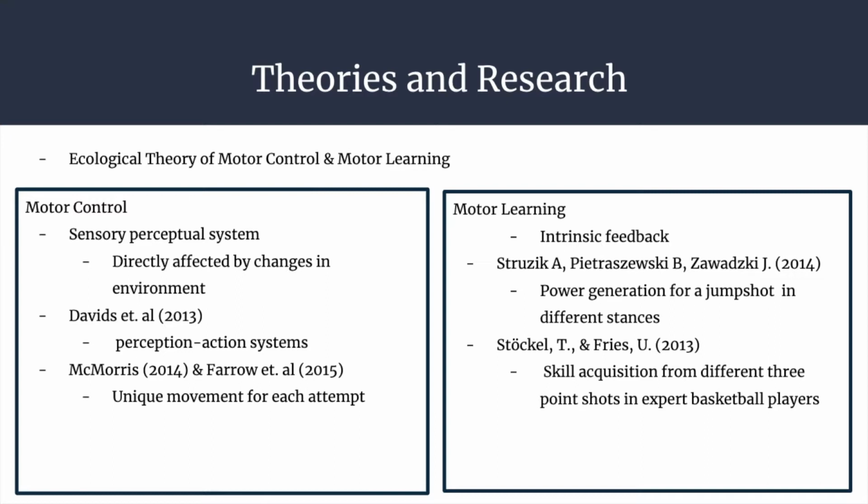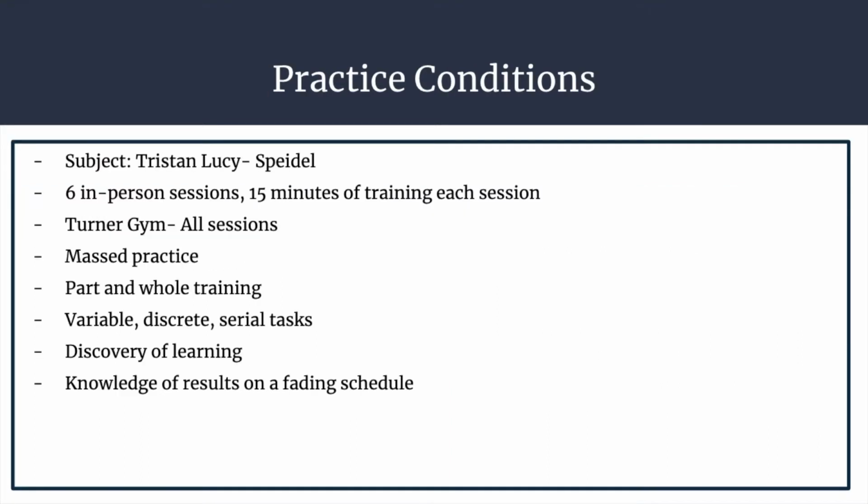To teach this, I use the ecological theory of motor control and motor learning. For motor control, I focused on the subject's perception of their environment. Through this, their perception would lead to certain actions to shoot the ball. Each of these jump shots or actions would be unique for each of these attempts. For motor learning, I focused on the intrinsic feedback the environment would give the subject. Through this, the subject would have to recognize the correct and incorrect perceptual cues that were given. From there, they would perform the movement desired.